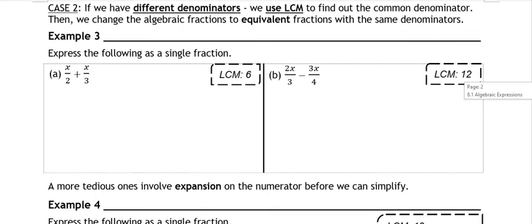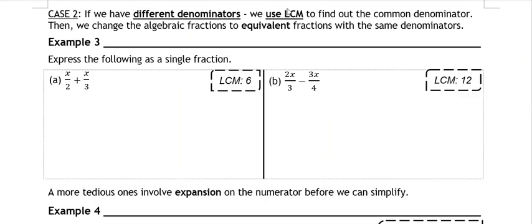But let's have a look at case 2. If we have different denominators, we are going to use the LCM, because you are using the LCM to make the denominators common. The common denominator for the first example is 6. So you have to multiply x over 2 by 3, and the other fraction by 2, so everything is multiplied. x times 3 over 2 times 3, so you will change this fraction to 3x over 6. And then plus, for this one you multiply by 2: 2 times x is 2x over 6.